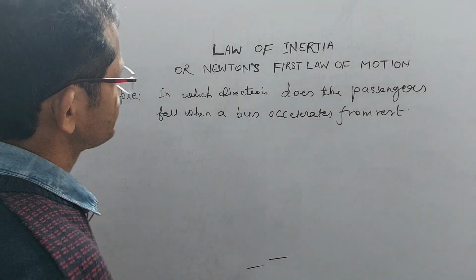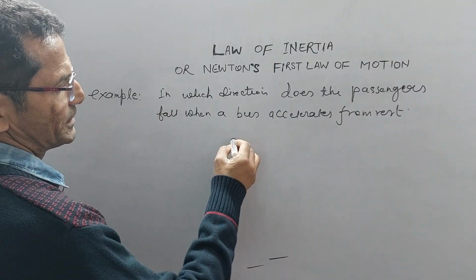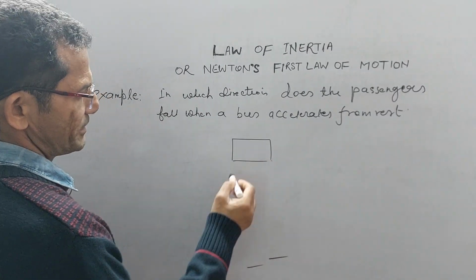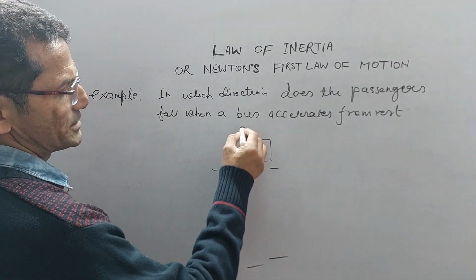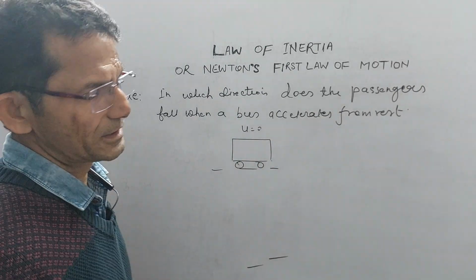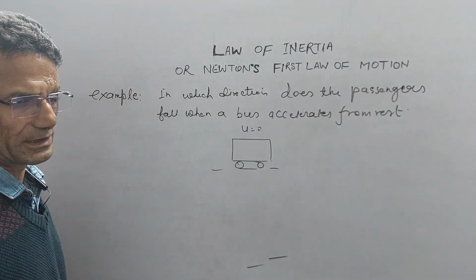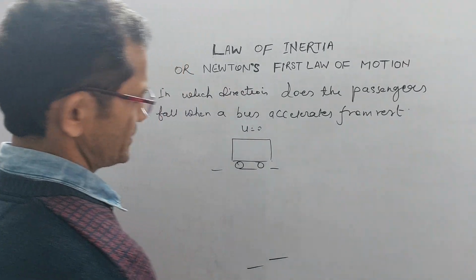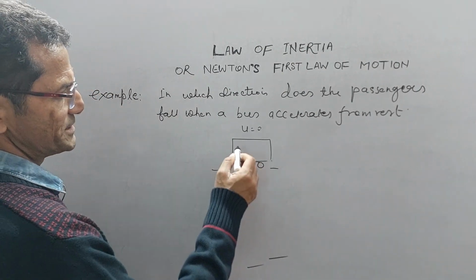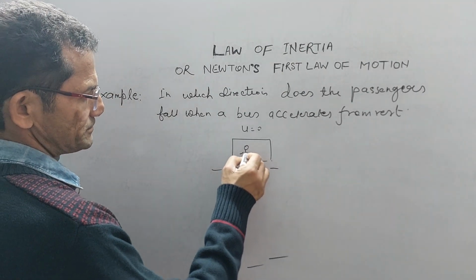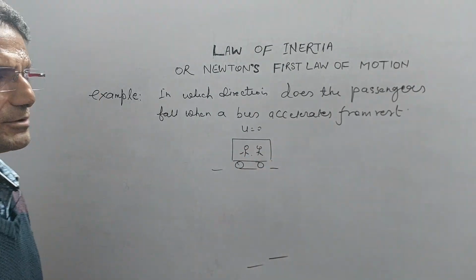In this example, suppose the bus is in a state of rest. At the beginning, the bus is at rest, its speed is 0. Suddenly the bus driver starts the bus and it accelerates. The passengers sitting inside are in the position of rest.